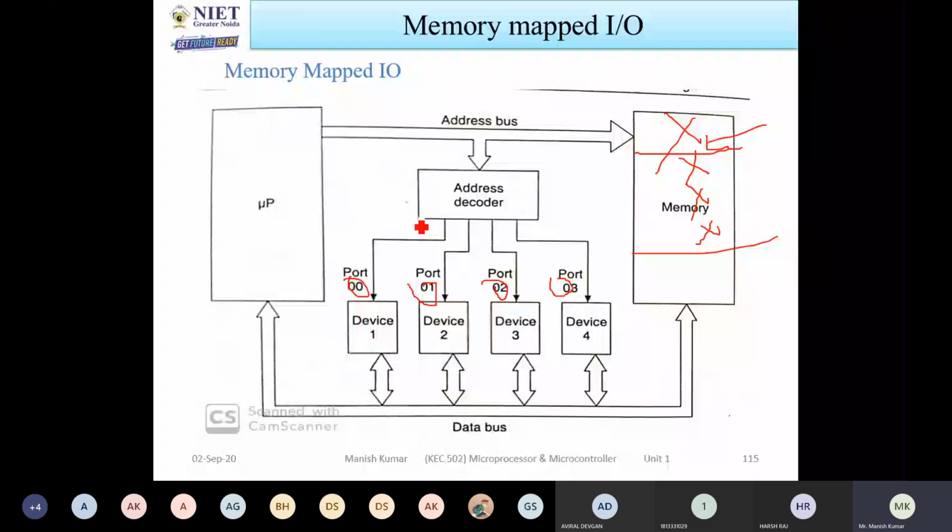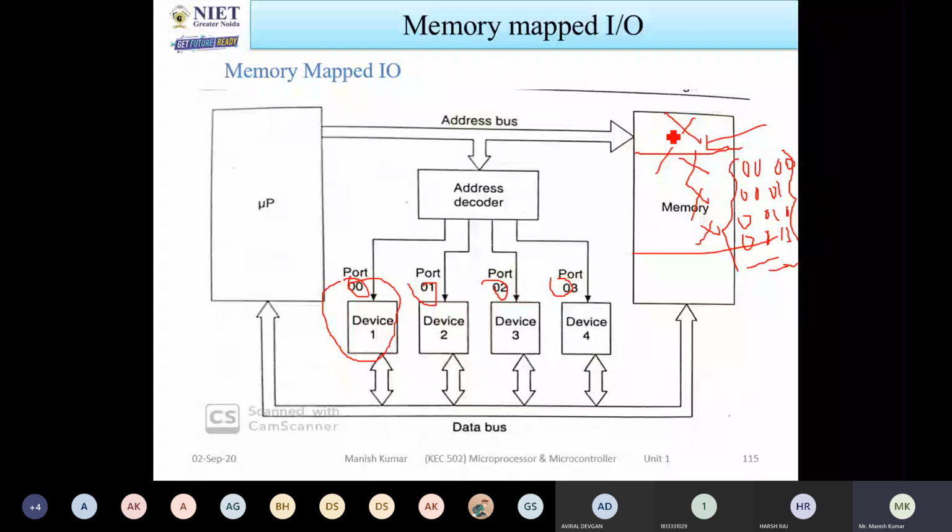Got it? So if you are removing 00, 01, 02, 03, it means the addresses 0000H, 0001, 0010, and 0011. So these 4 addresses you have to remove. It means you are not going to use these 4 locations when you are using memory mapped input output. So if you are removing these 4 locations, you are reducing the memory size.